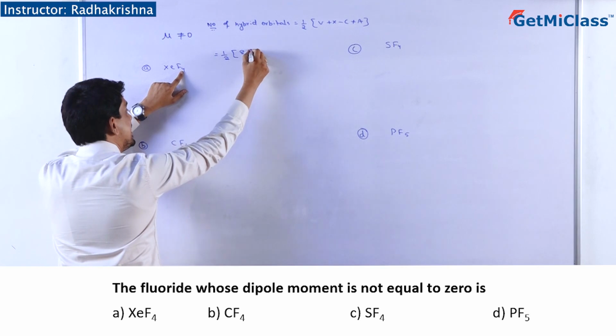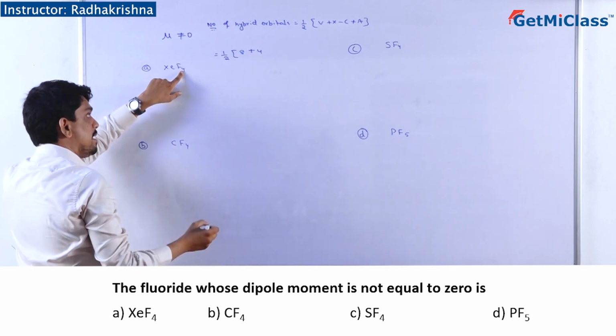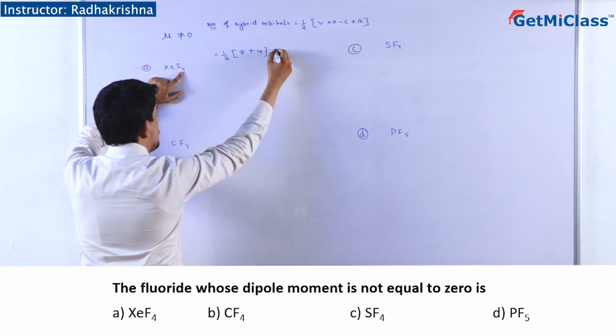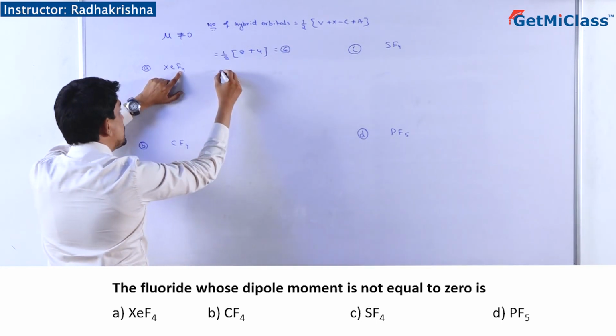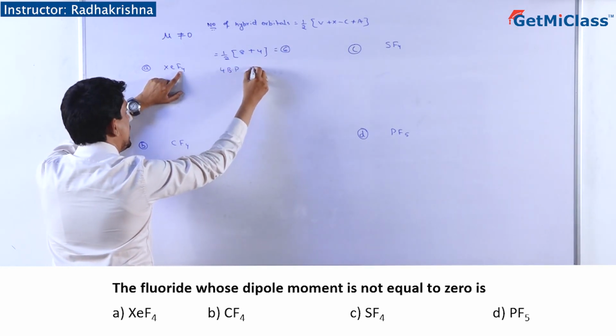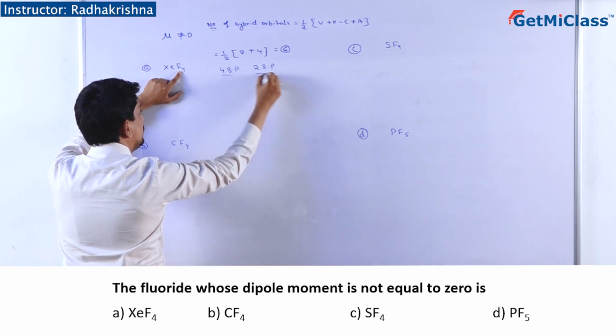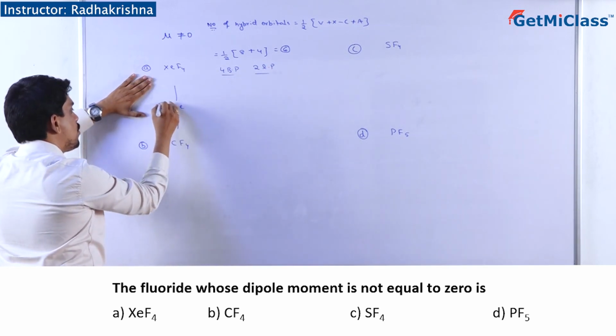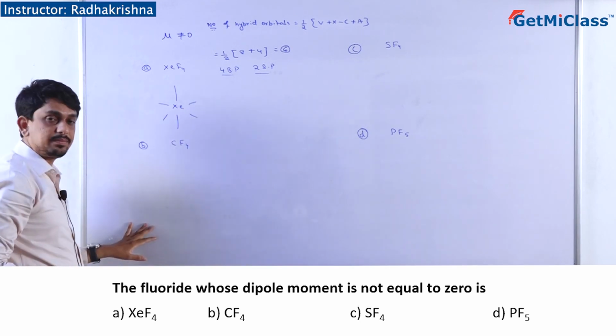The number of monovalent atoms attached to the central atom is 4. No cation, no anion. 8 and 4, 12. By 2 is 6. Out of 6, 4 are bond pairs and 2 are lone pairs. Xenon in the center, 1 above, 1 below, 4 in the plane, total 6.